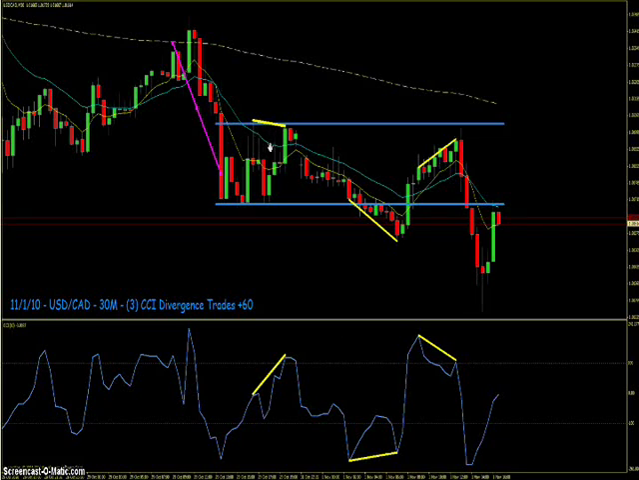Now that we've identified these areas, now what? Well, my rule of thumb, especially when using CCI, is to try and enter not only where it's occurred at the extremes, but also where it has re-entered the general area of the CCI. And usually when it crosses over, I enter on the following bar. So this is what it would look like.